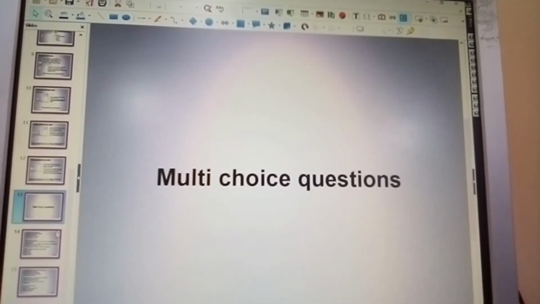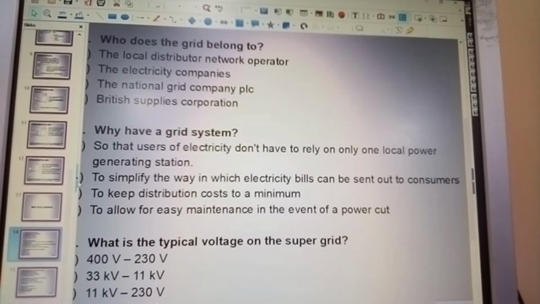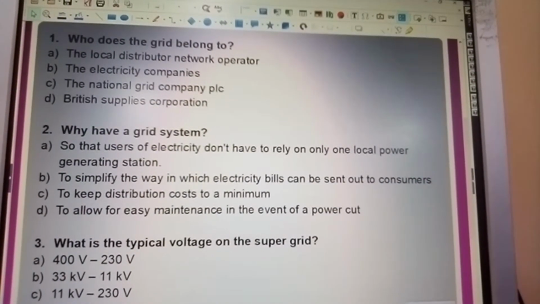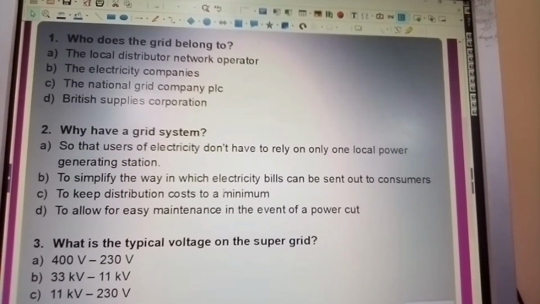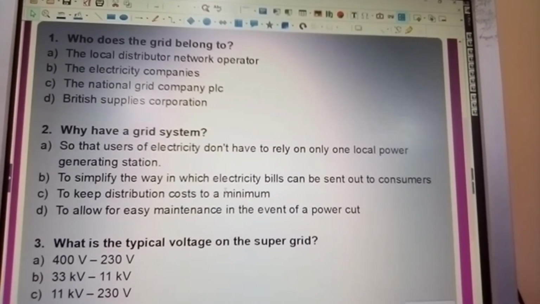Multi-choice questions, you don't need to do anything on that. Now I'd like you to actually answer these questions. All the information is in the text. Look back at the information and answer these questions.